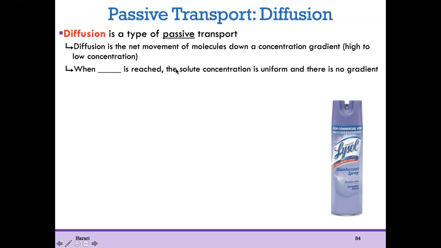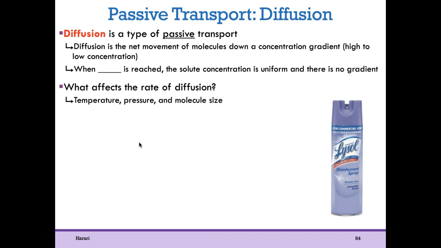When blank is reached, the solute concentration is uniform and there is no gradient. Right? Fill in the blank. The blank is equilibrium. Right? And it doesn't mean the molecules stop moving. Right? But there is no net movement in one direction. So the temperature, pressure, and molecule size all make a difference. If it were hotter in the room, you would smell the Lysol more quickly because the molecules are moving faster.